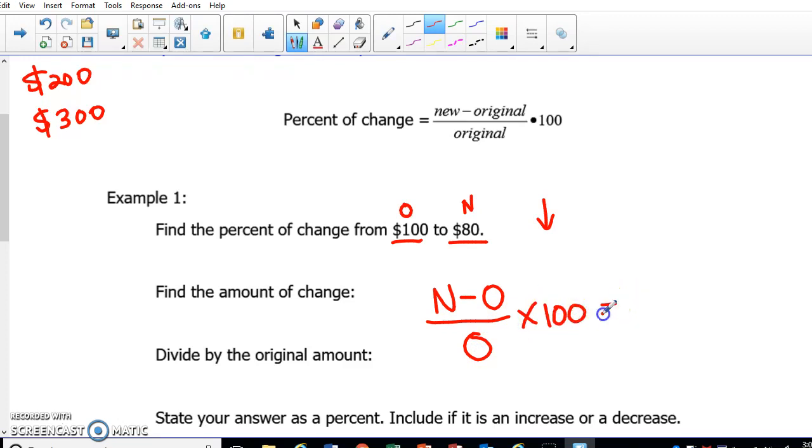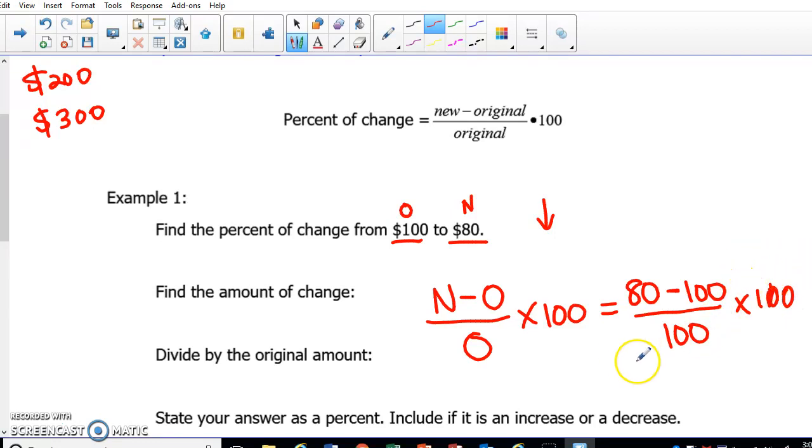So what's the new amount of money, which is $80, minus what's the original, the old amount of money, 100. And then we divide that by the original, which was 100, times 100, because we always want to change it into percent. We do that by multiplying by 100.